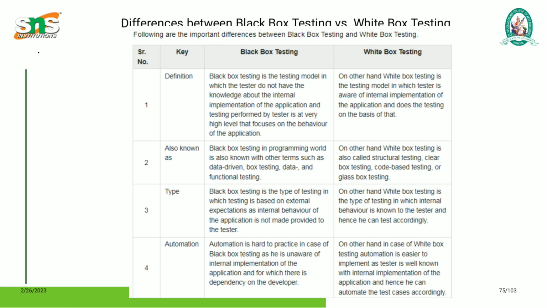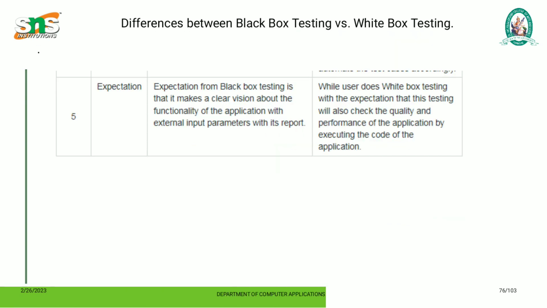Automation is hard to practice in the case of black box testing, as the tester is not aware of the internal implementation of the application, so there is a dependency on the developer. On the other hand, in the case of white box testing, automation is easier to implement as the tester is well acquainted with the internal implementation of the application, hence we can automate the tests accordingly. The expectation from black box testing is that it gives a clear vision of the functionality of the application with external input parameters and its report. White box testing checks the quality of the performance of the application by executing the code of the application.